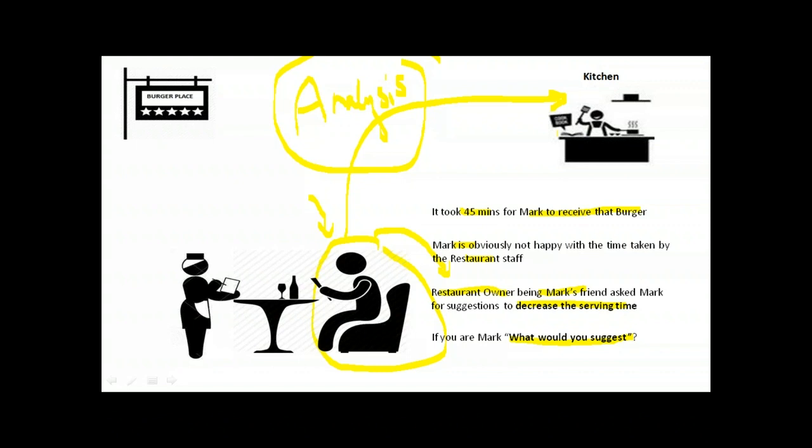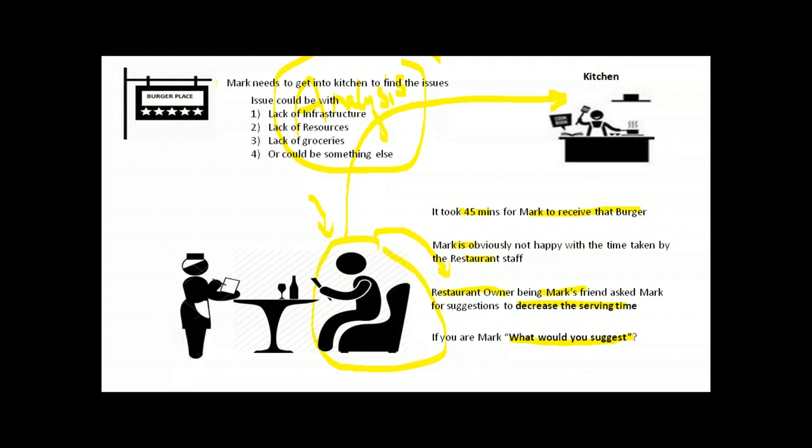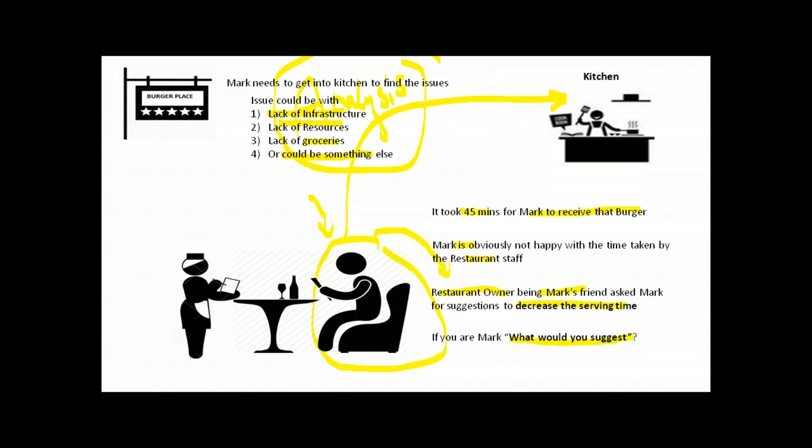Lack of people, lack of logistics, as people call it, because it could be ovens, utensils, anything. Lack of groceries, lack of communication, lack of coordination with the people. There could be 100 reasons. But for Mark to suggest, he has to first get into the kitchen, watch carefully, understand it, do the analysis, and finally come out with the suggestion. So as I've said, lack of infrastructure, lack of resources, lack of processes, or it could be something else.